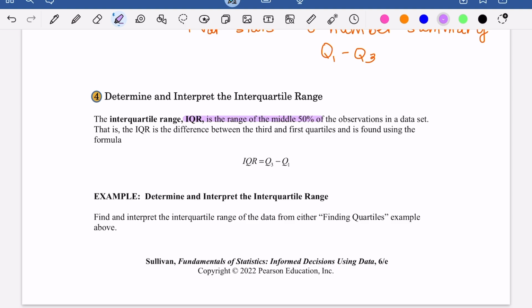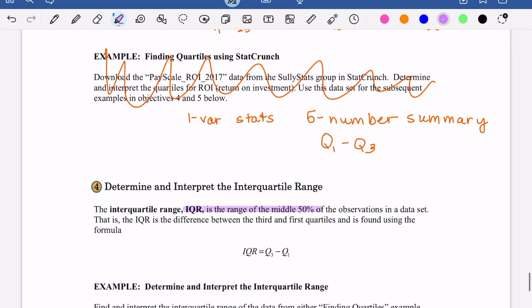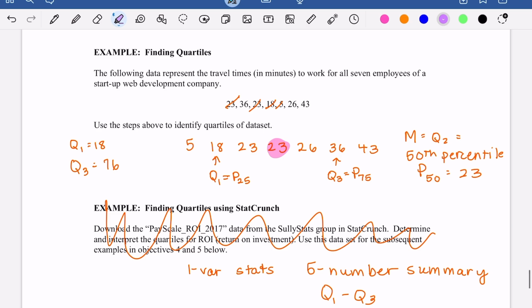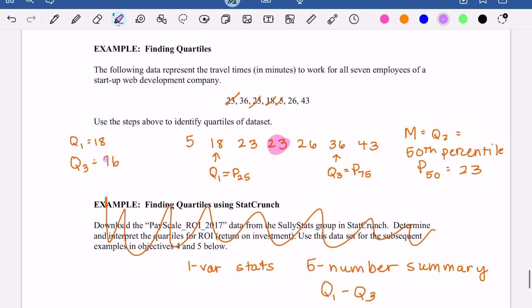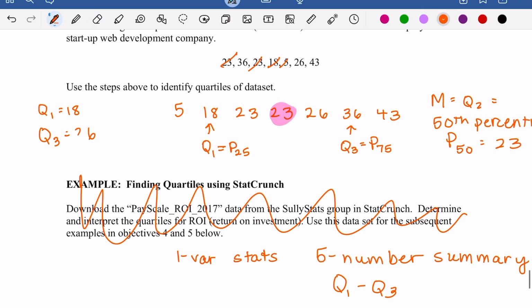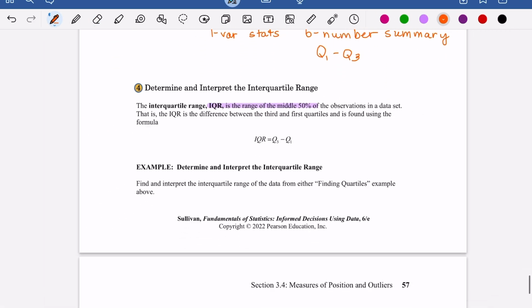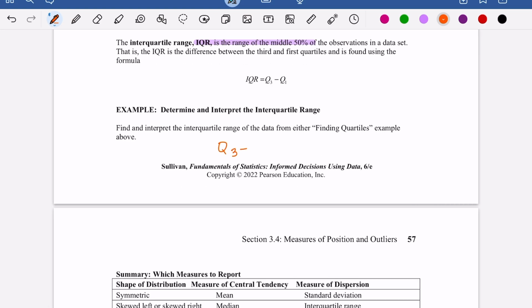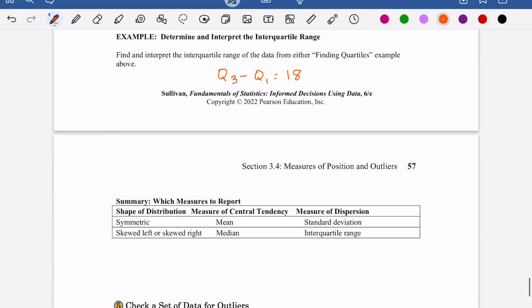Okay, so it says find and interpret the interquartile range of the data from either finding quartiles example above. So we did this data right here, and Q3 is clearly 36. And when we want to find the interquartile range, we subtract those two values. So then Q3 minus Q1 is 18, because it's 36 minus 18.